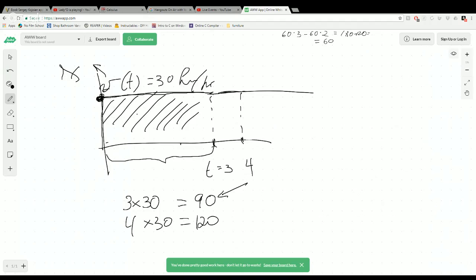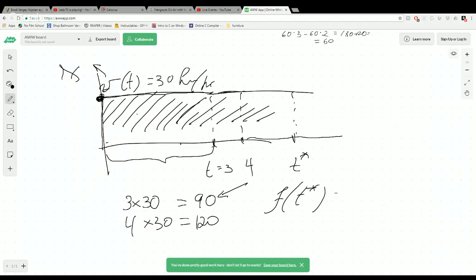All right, let's generalize this question. What if I stop the car at some time t star? How much distance have I traveled? What is my odometer saying? So now you have this longer rectangle. What is its area? The height is still 30. What is its base? t star. Well, f of t star is 30 times t star. There you go. Now I've recovered my odometer function from my constant velocity function.